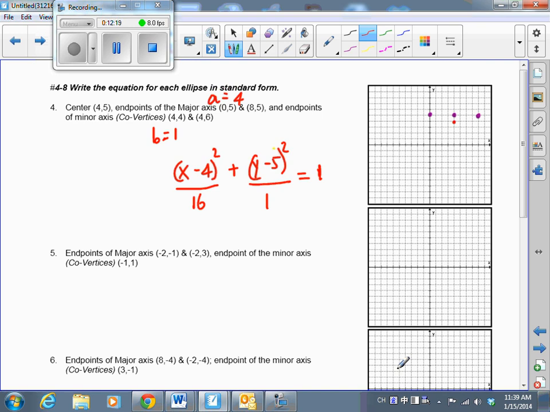The next thing is use the center, just like we did with the circle. And since you know that the major is horizontal, put it below X. A below X, B below Y. Do I need to explain it again?